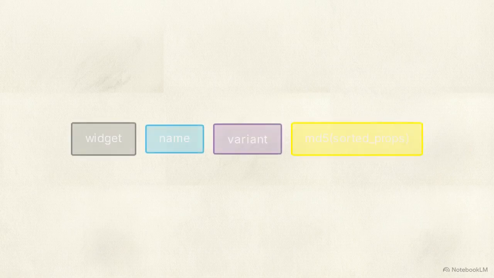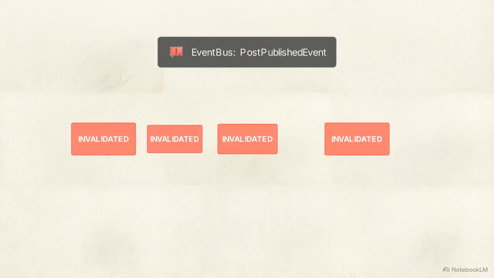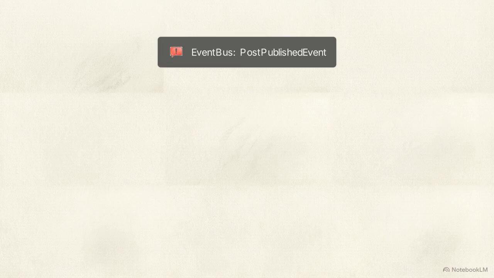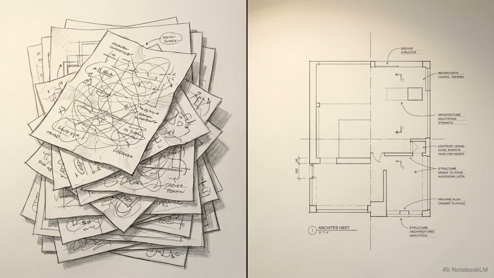The string breaks down into 4 distinct variable components: the widget name, variant, and an MD5 hash of its sorted properties. Changing a single property creates a mathematically unique cache entry. When a system domain event occurs, such as a new post being published, an event bus listener targets and instantly invalidates all widgets carrying that specific tag. These declarative attributes replace hundreds of lines of manual cache management and permission handling logic.